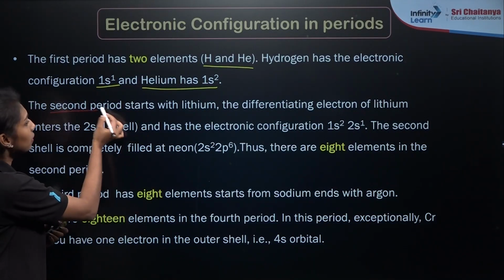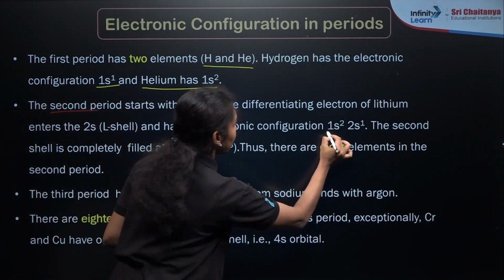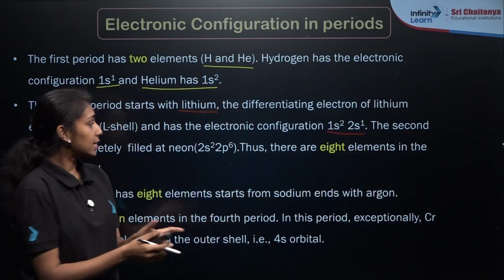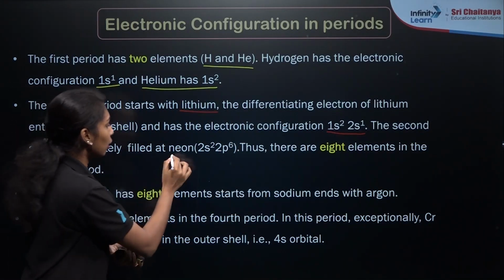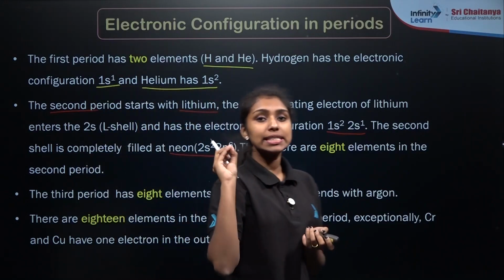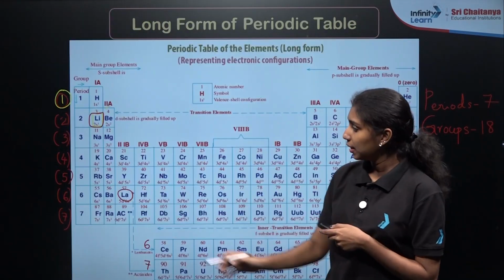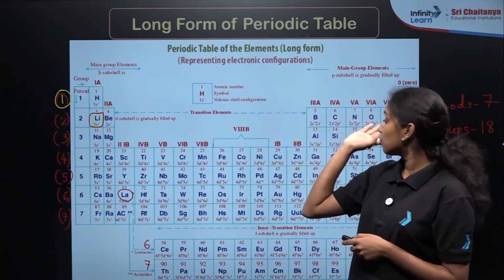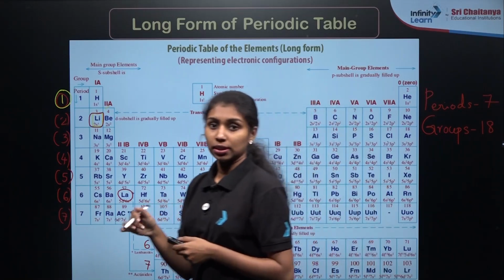Second period starts with lithium, and its electronic configuration is 1s2, 2s1. And the second period ends with neon, having the electronic configuration 2s2, 2p6. If you are counting the total number of elements in the second period, it will be 8, right? You can just count from here. Lithium to neon, 8 elements are present. Clear?